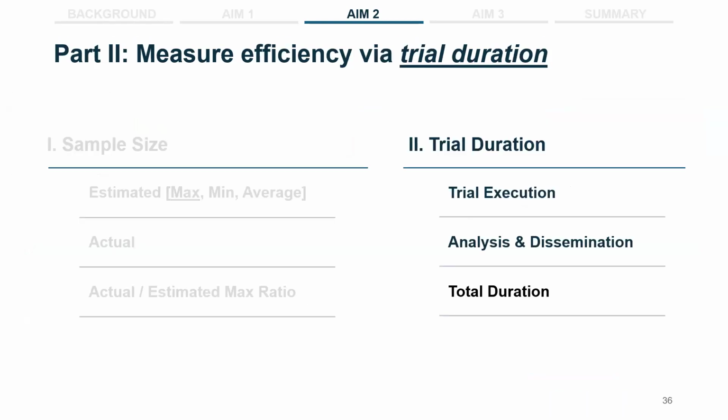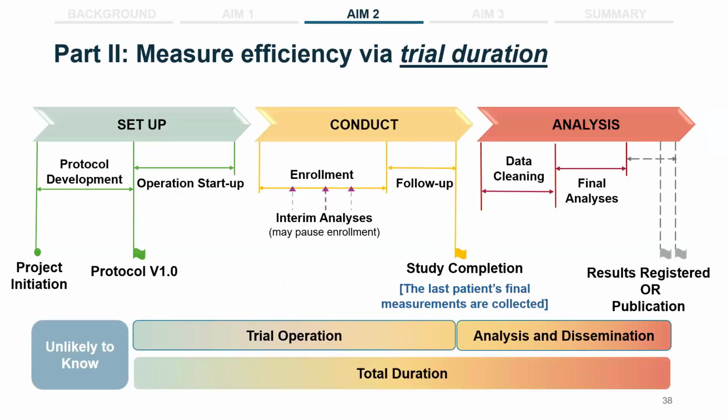In part 2, we're measuring efficiency with trial duration. Ideally, we want to measure the whole process, including the initial planning stage, but it is unlikely to know when the project initiated. So we're going to count the start of the trial from the date of the first protocol. The study completion will be defined as the time when the last patient's final measurements are collected. This information is normally available in publications and also the clinical trial registration platform.